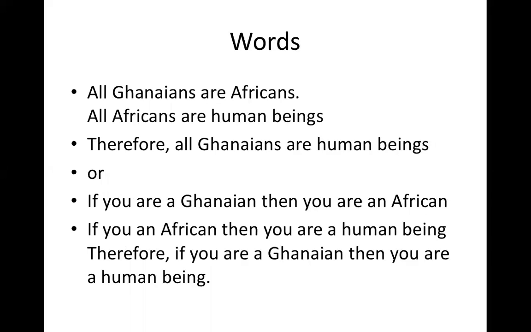Let's put it in words. All Ghanaians are Africans. All Africans are human beings. Therefore, all Ghanaians are human beings. If you are a Ghanaian, then you're an African. If you're an African, then you're a human being. Therefore, if you are a Ghanaian, then you are a human being. So that's a hypothetical argument, or a hypothetical syllogism.